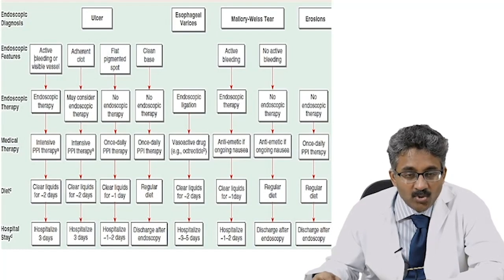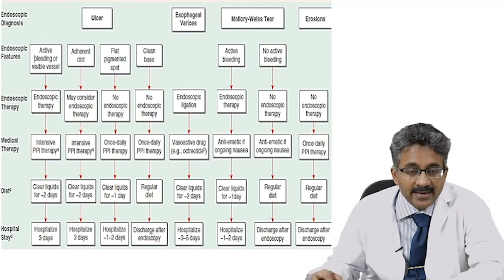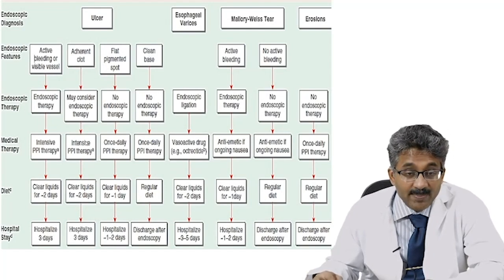So flat pigmented spot: clear liquid for 1 day and then hospital for 1 to 2 days and you can discharge. Clean based ulcer: regular diet, normal diet they can take, and you can discharge without admitting. Just after endoscopy you can discharge a clean based ulcer. Okay, so intensive PPI therapy and endoscopic therapy for the serious causes like active bleeding and visible vessel and adherent clot. No endoscopic therapy, only conventional PPI therapy, and only 1 day hospital for flat pigmented spot, discharge for clean base without admission.